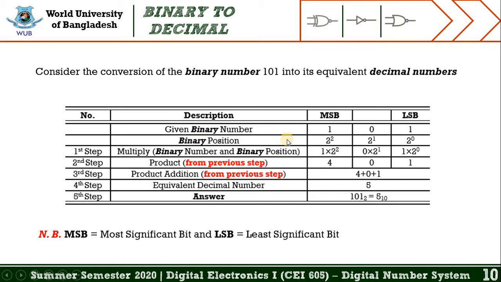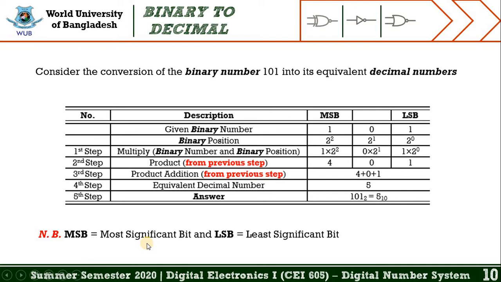This slide represents a table with four column headings. First is the serial number, next is description, next is MSB, and after MSB the column is blank, and the last one, the rightmost, is LSB. One question may arise in your mind: what is LSB and what is MSB? LSB stands for least significant bit. You already know what a bit is, and MSB stands for most significant bit.